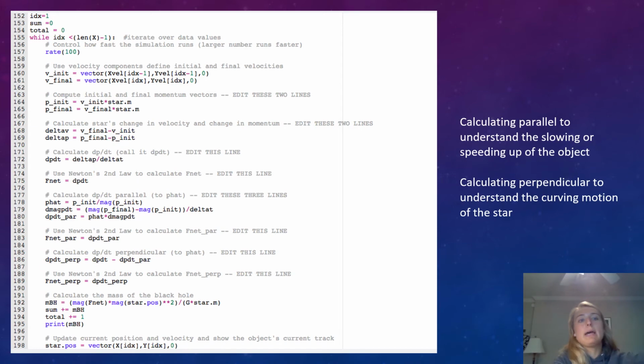So here is my code in GlowScript. This is actually my completed code, so it's already been edited. The first thing that was done, as you can see, is calculating the velocity and momentum. Then going down, just as you heard from Newton's second law, we use that change in momentum to find dp dt and ultimately that net force. Then we had to go on to calculate the parallel component of F net to understand the slowing or the speeding up of the object in the parallel position, and then calculating the perpendicular motion to understand the curving motion of the star.